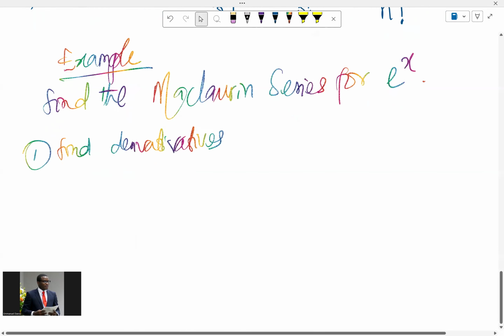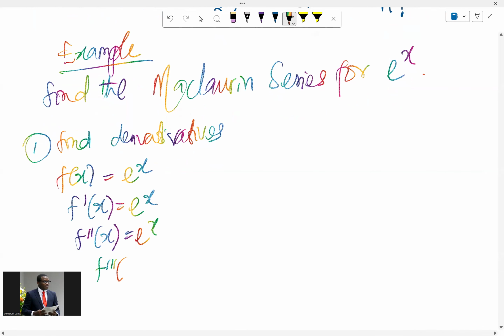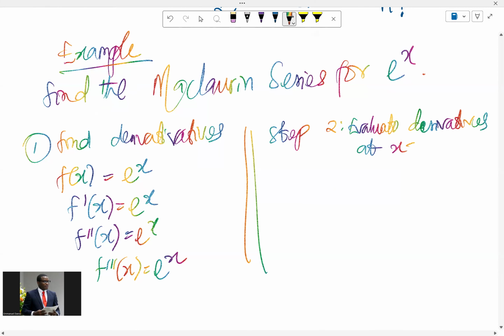That is step 1. So that means that f of x is e raised to power x. f prime of x is also e raised to power x. f prime prime of x is still e raised to power x. And f prime prime prime of x is also e raised to power x. So that goes on. And the next thing is step 2: evaluate the derivatives at x equals 0. That's the next thing. So here now, f of x is e raised to power x.